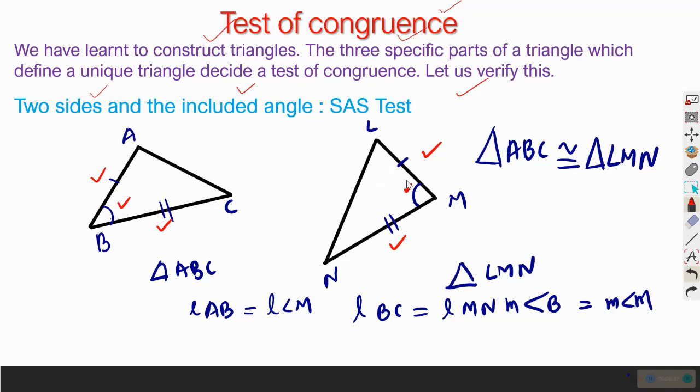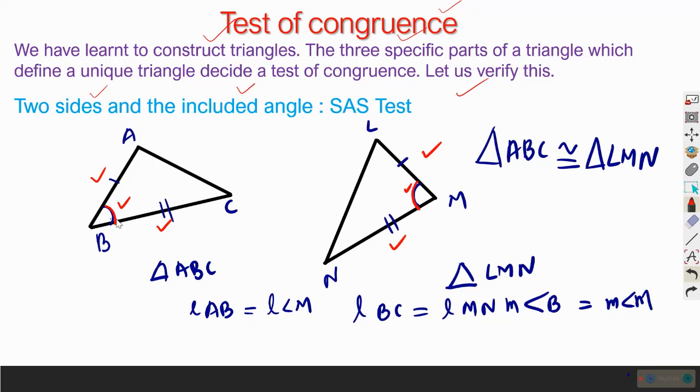Because when the angle is fixed, the span is fixed. The angle is the span of two rays, and its length is fixed, so naturally the third side will be fixed. That means all three sides are congruent with each other. So naturally the triangles will be congruent. This is one of the tests.